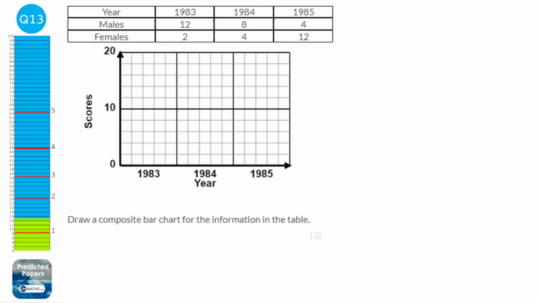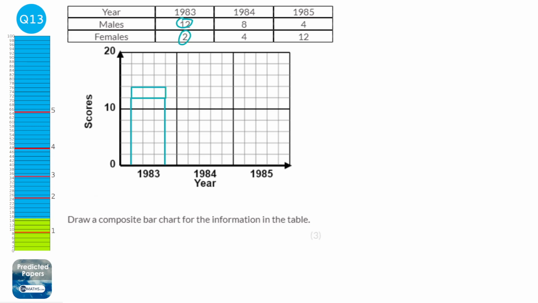So a composite bar chart is where you'll stack the bar charts on top of each other. So we're going to start with this 12 here. And so I'm just going to do a bar up to 12. And these lines go up in 2s, so it would be there. And then we're going to do the females. So we've done the males, we're going to do the females. And the females is only going to be 1 high, because they're going up in 2s.